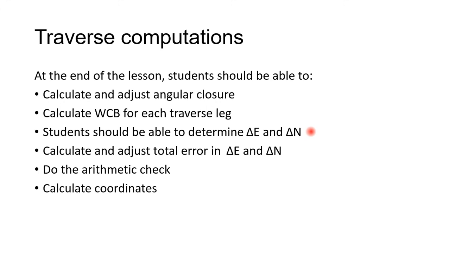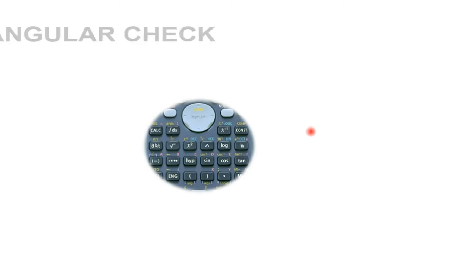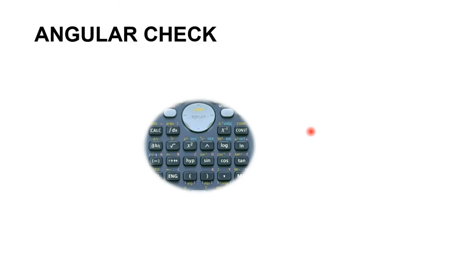Of course, for the coordinate calculations, we are going to look at this at our next discussion. So for today, we are going to stop at the errors in the change in eastings and change in northings. As for the area, we're going to look at that at our next discussion.